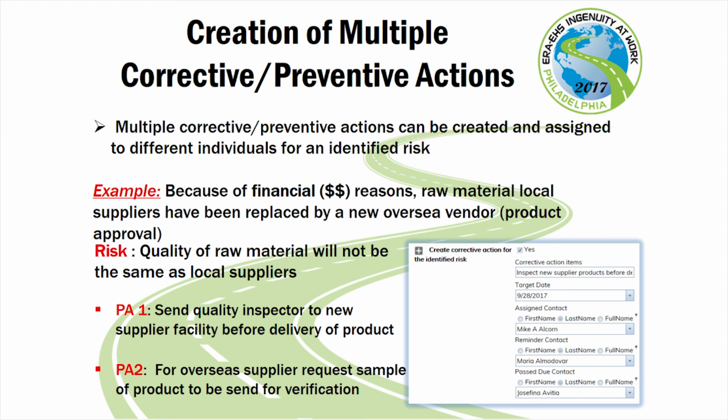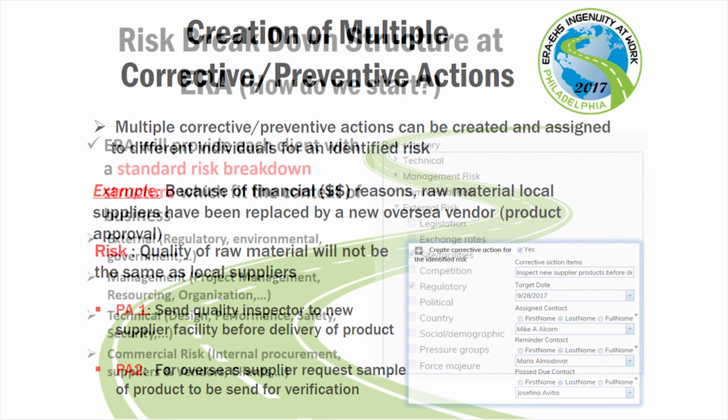So as Sarah mentioned, one of the things you may want to do is send an inspector to the supplier's facility to actually go and see how they are making the piece they're sending you. What's their process? What chemicals are going into the product, right? So for an overseas supplier, request maybe a sample of the product to be sent for verification. Make sure what you're thinking you're getting, you're actually going to get, and you're all on the same page. So that's just an example there. There's a little screenshot from our software.